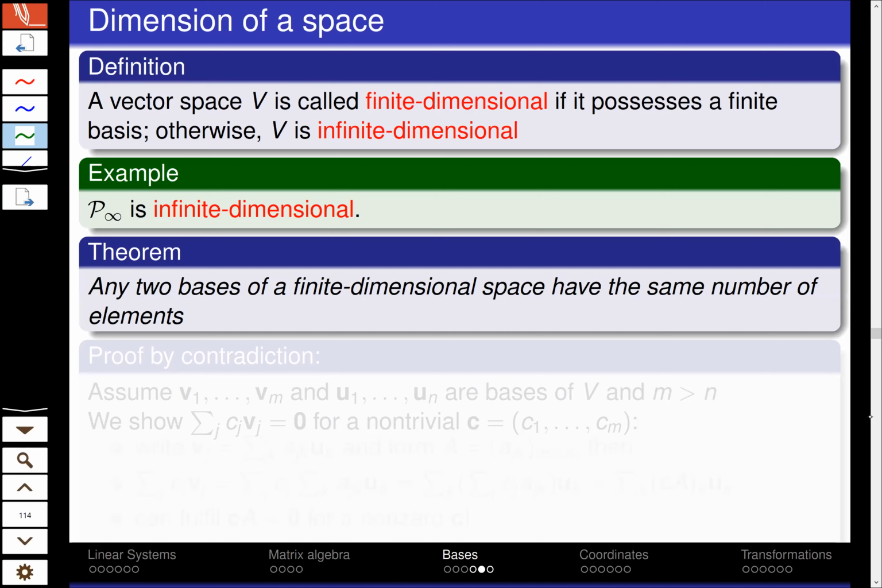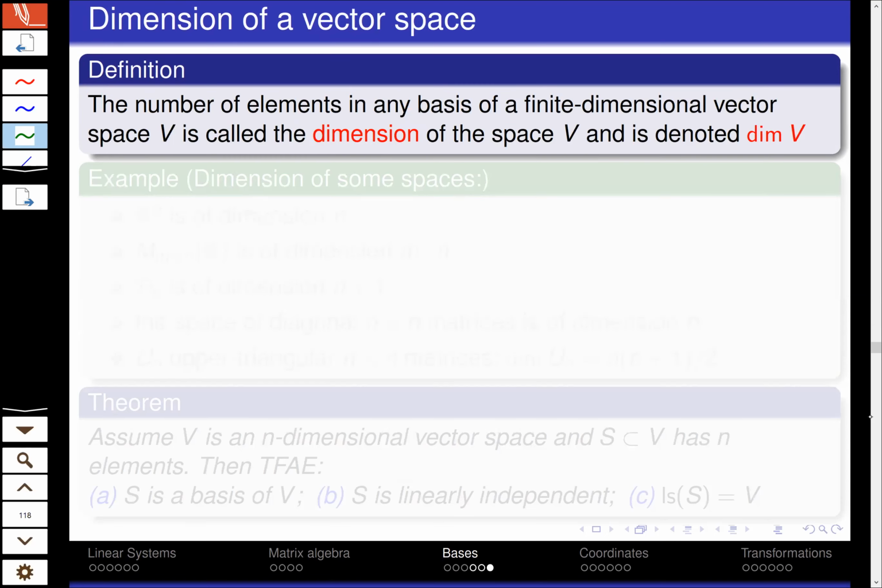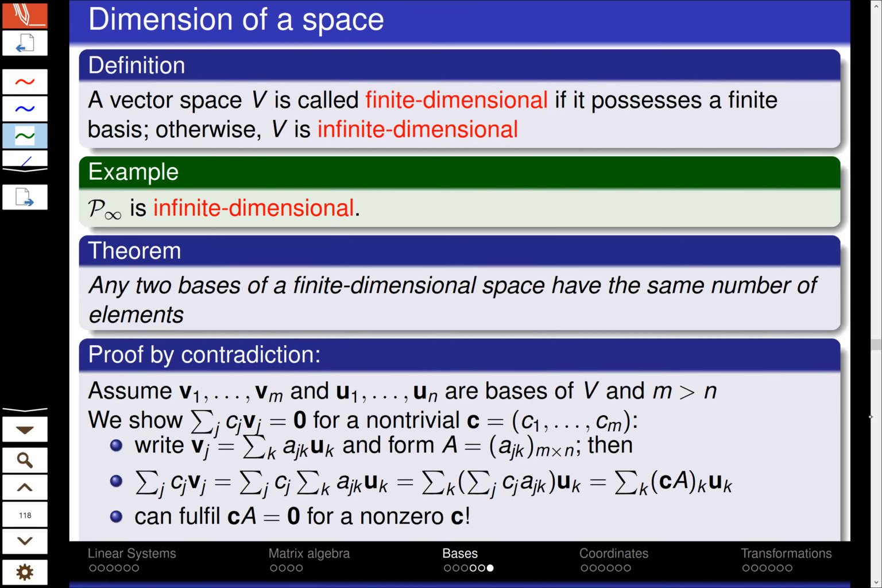The important thing is that any two bases in a finite dimensional space have the same number of elements. This number, common for all possible bases, is called the dimension. This is actually the proof of one of the home tasks. If we have two different bases, and assume one is larger than the other, that is, has more entries, we derive a contradiction by showing that the vectors v1, v2, ..., vm cannot be linearly independent, because we find a non-trivial linear combination which produces 0.